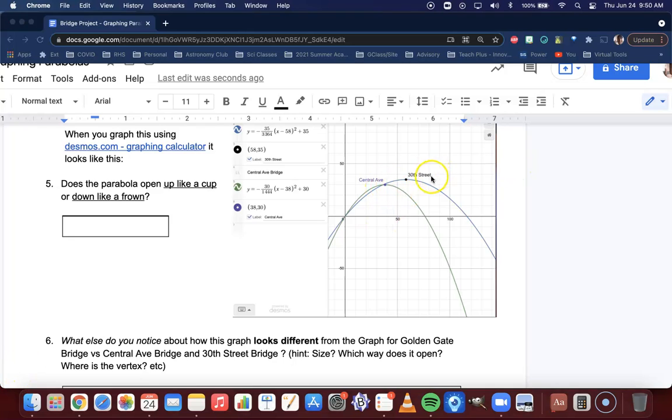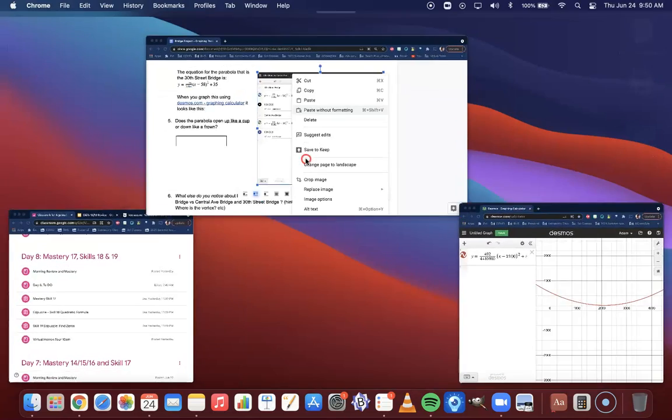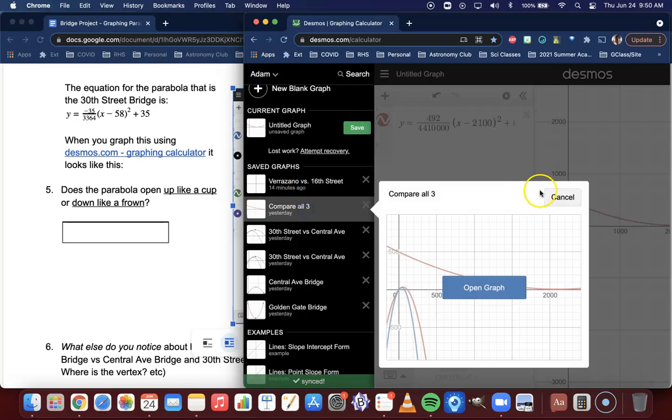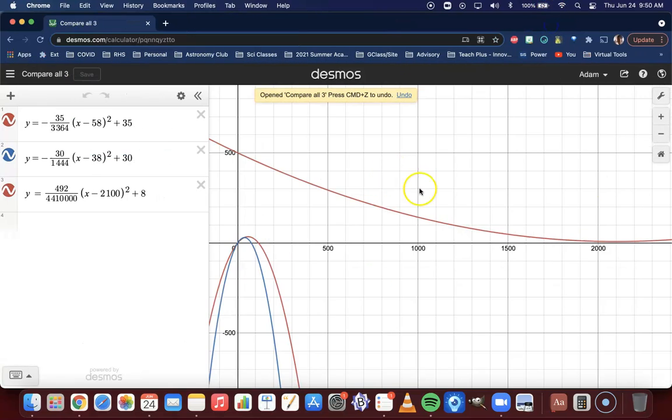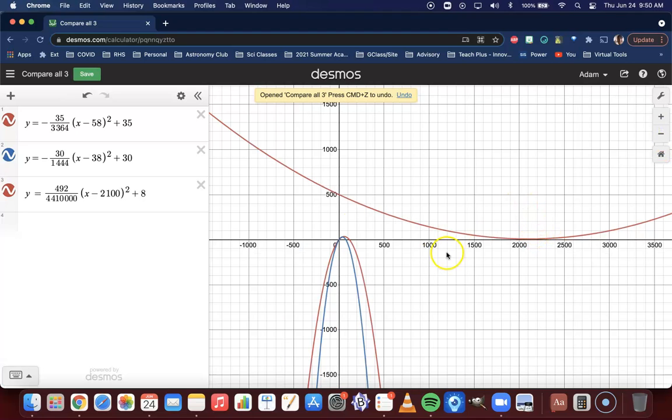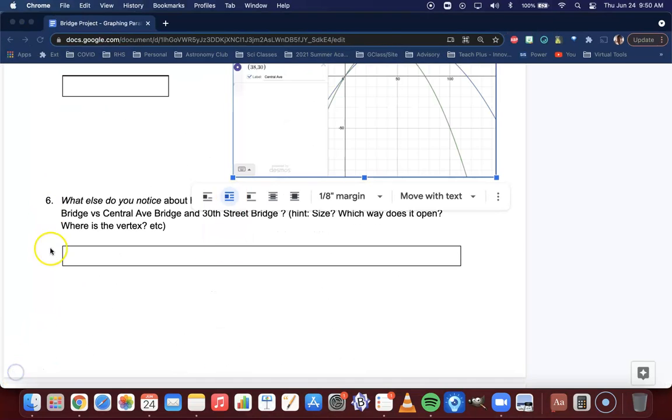So I noticed, compared to one another, the 30th Street Bridge, its vertex, the highest point, is a little bit higher than the Central Avenue Bridge. And it is also a wider span, a wider bridge. Its size is bigger. Compared to that, I'm going to flash up, I've got all three plotted together. Compared to the Golden Gate Bridge, which is the red one here, they are quite small. And again, they open in different directions. So make sure you've got something like that here in this blank.